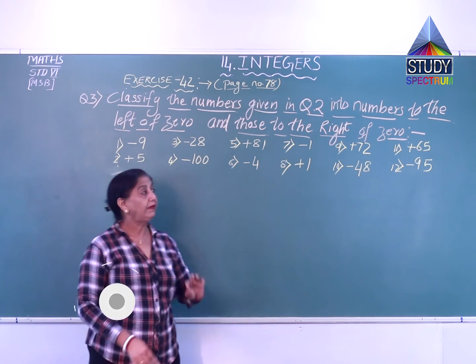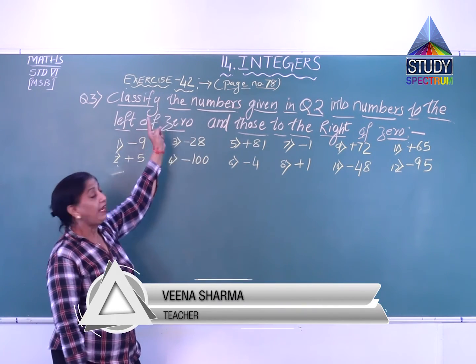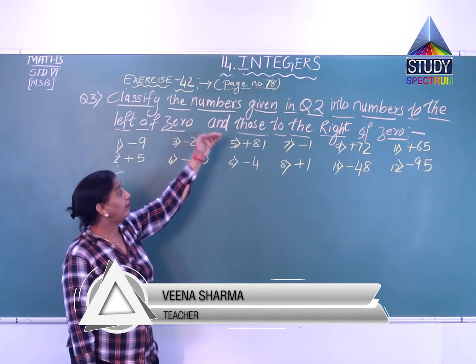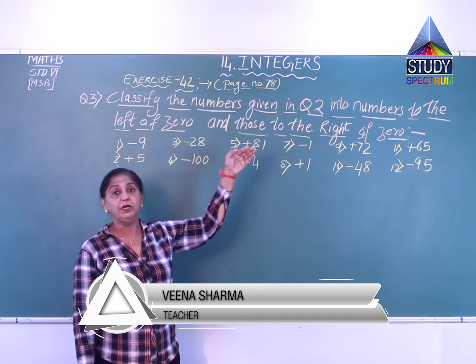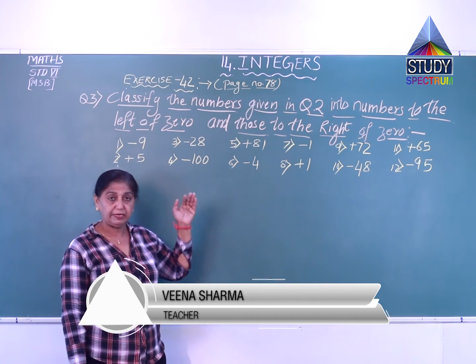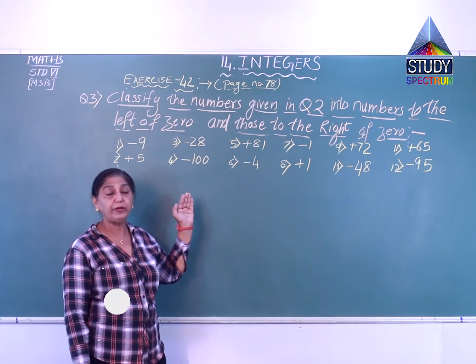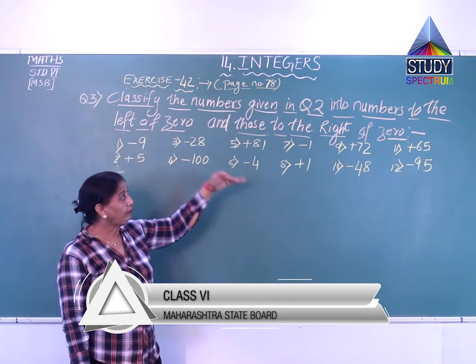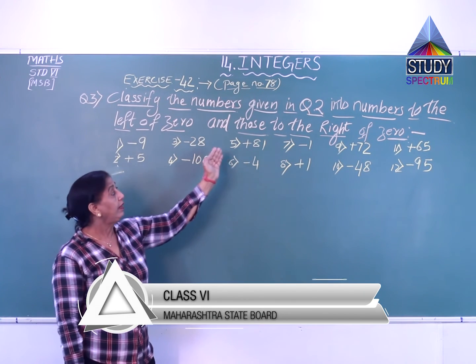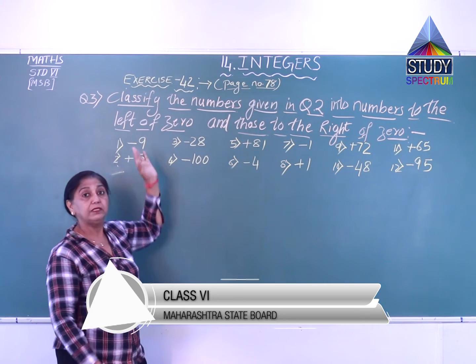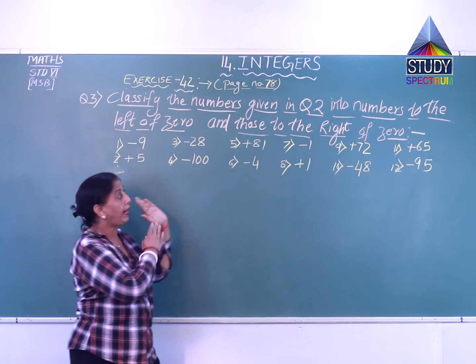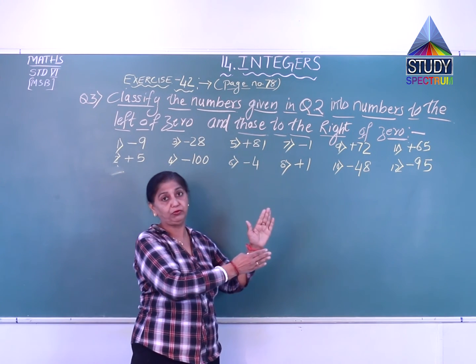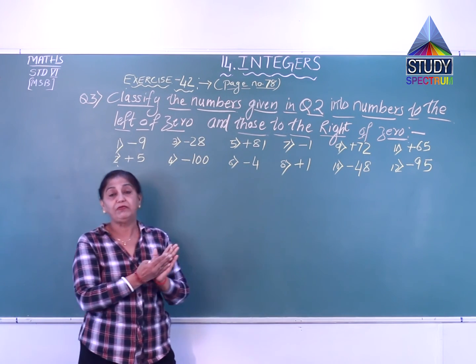Of this exercise, in the third question, they have given: classify the numbers given in question 2. Now as we have solved the exercise 4.2 and question number 2, we have to see that same numbers, and classify them to the left hand side of the 0 and to the right hand side of the 0. So you have to classify.